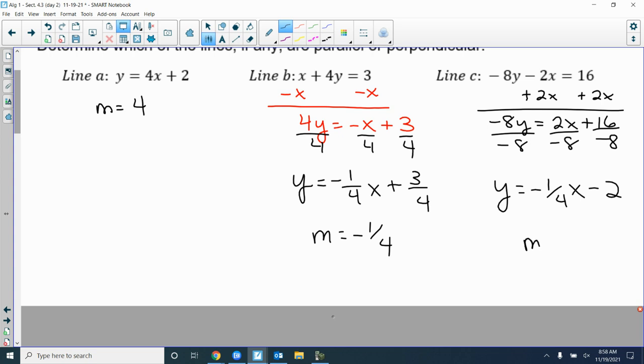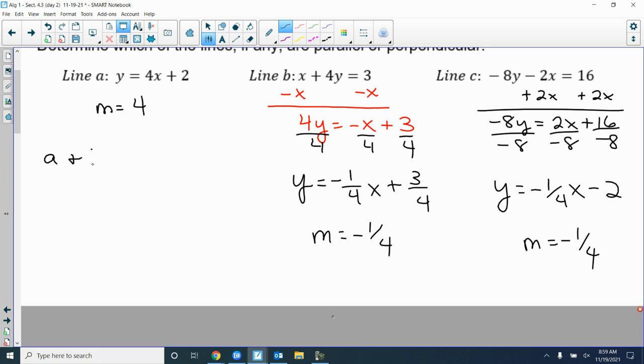Negative 1 over 4. Okay, so now you got to tell me which ones are perpendicular. Addie? Line B and C. No, they are parallel. So which ones are perpendicular, Reese? A and B. A and B are perpendicular. What else, Austin? A and C.